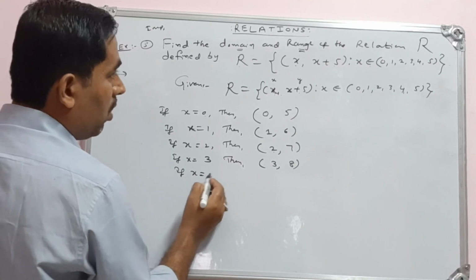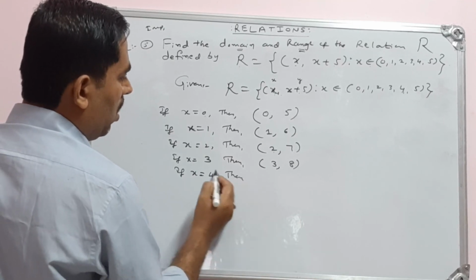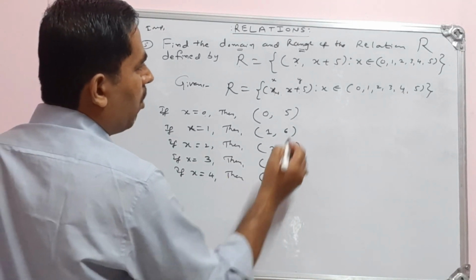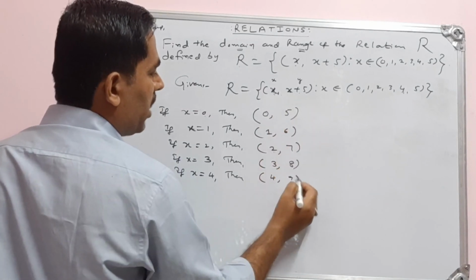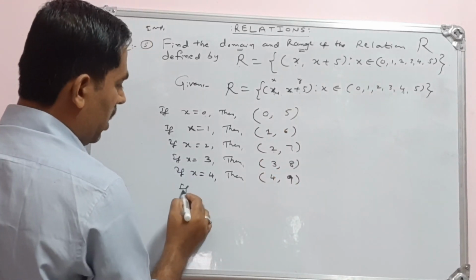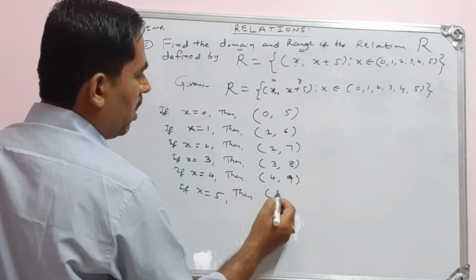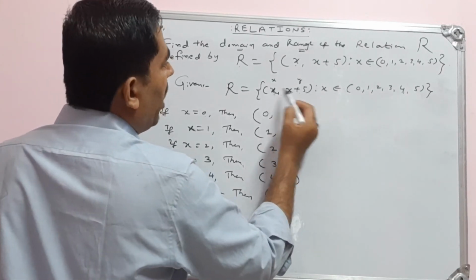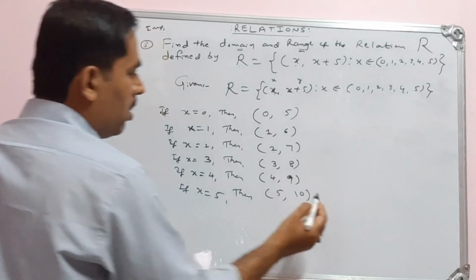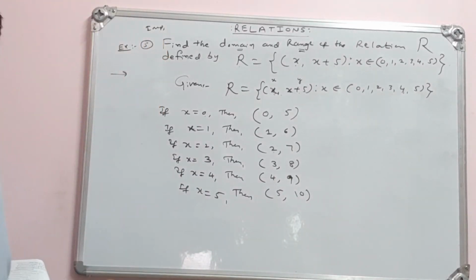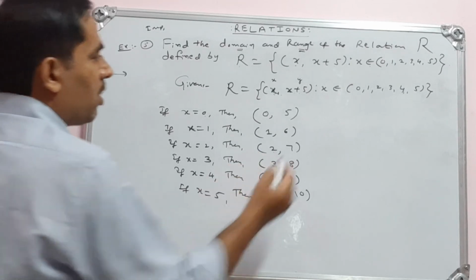Then if x is equal to the next value, 4, then 4 plus 5, what is this? 9, so 4 comma 9. Then the last value: if x is equal to 5, then 5 plus 5 is 10. So 5, 10. I got all the ordered pairs, 6 ordered pairs.